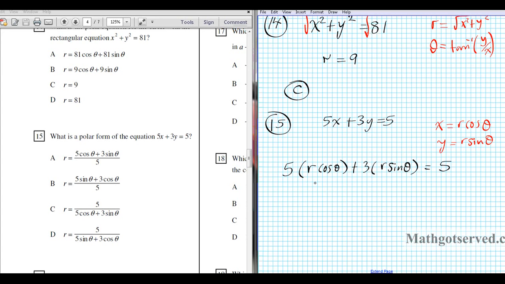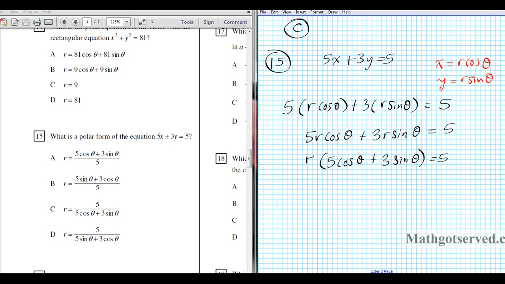Okay, all right, so we have this expression, so we're going to simplify it a little bit more. So we have 5r cosine theta plus 3r sine theta equals 5. You notice that r is common on both sides of this equation, so we can factor that out. r times 5 cosine theta plus 3 sine theta equals 5. Alright, and then to finish this off, we just basically divide both sides by 5 cosine theta plus 3 sine theta.